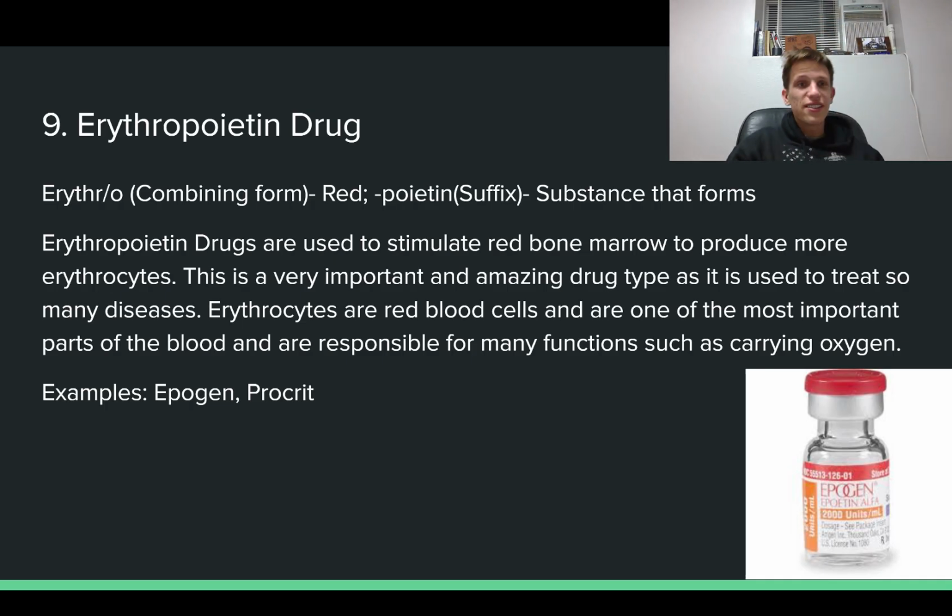These drugs are used to stimulate the red bone marrow to produce more erythrocytes. And as we talked about earlier, erythrocytes are extremely beneficial, and these are sometimes used with certain diseases to replace red blood cells, so your blood can clot, and so you carry enough oxygen.